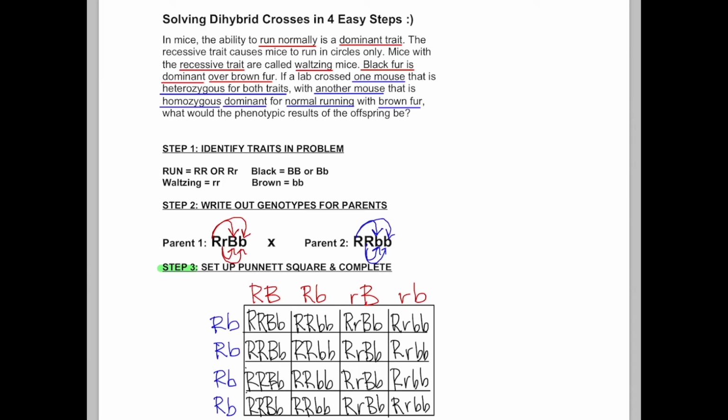Okay, how did you do? Now, if you do not know or understand how I got the letter combinations for each one of these boxes, you need to stop the video and ask questions. Otherwise, let's go ahead and complete the last and final step.